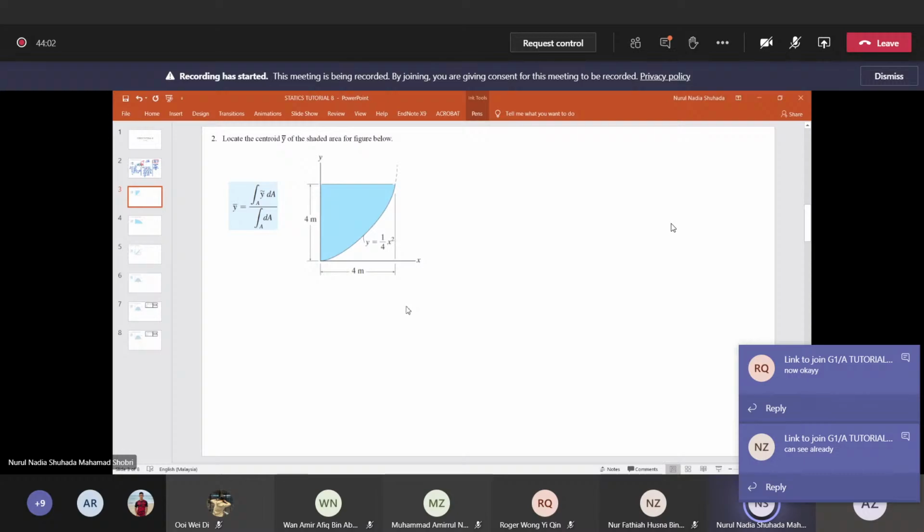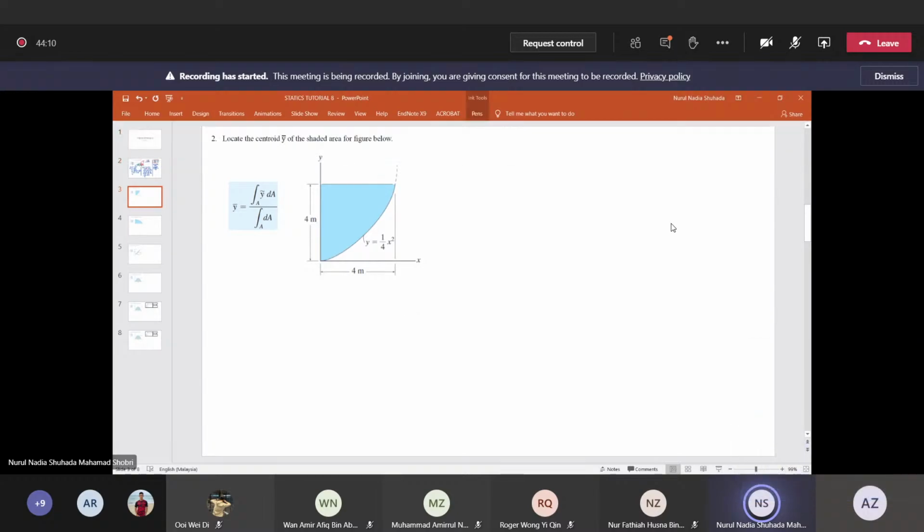Okay. Then we continue with question number 2. Question number 2 is the same as question number 1. It wants us to find the center y coordinate. Just now I used a vertical shaded area. This time I'm going to use horizontal. It's easier when you pick the side that is actually touching the zero. So that's why this time I'm using the horizontal.